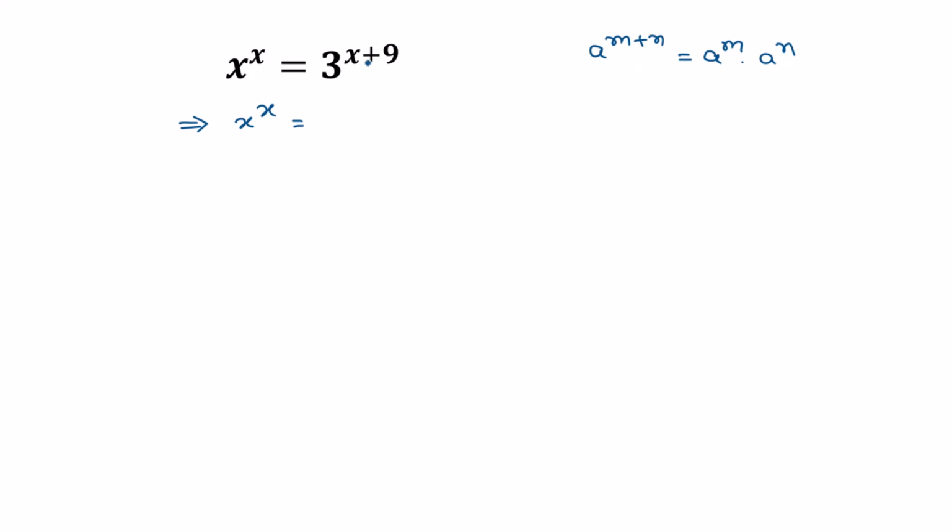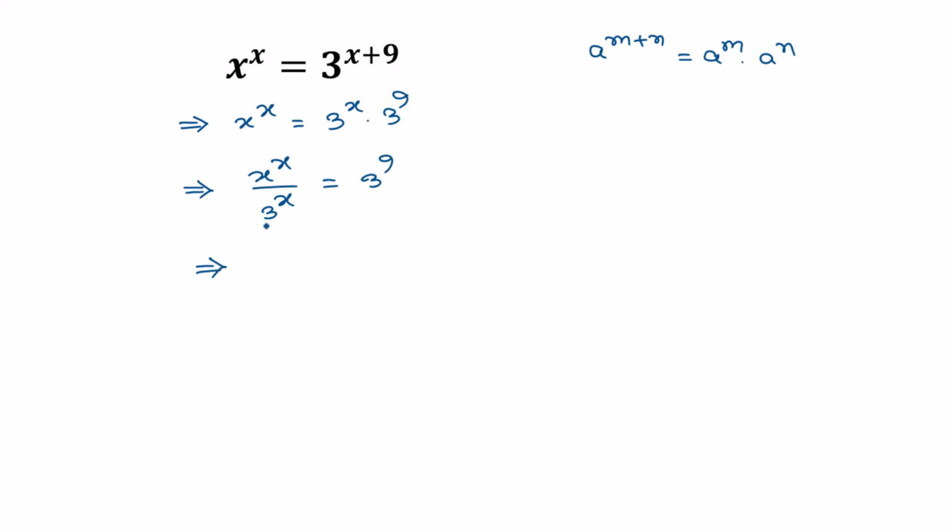So applying this exponential formula to the right side, we can write x as m and 9 as n. So 3 to the power x times 3 to the power 9. Now dividing both sides by 3 to the power x, on the left side we have x to the power x over 3 to the power x is equal to, on the right side the 3 to the power x will cancel and it will remain 3 to the power 9.